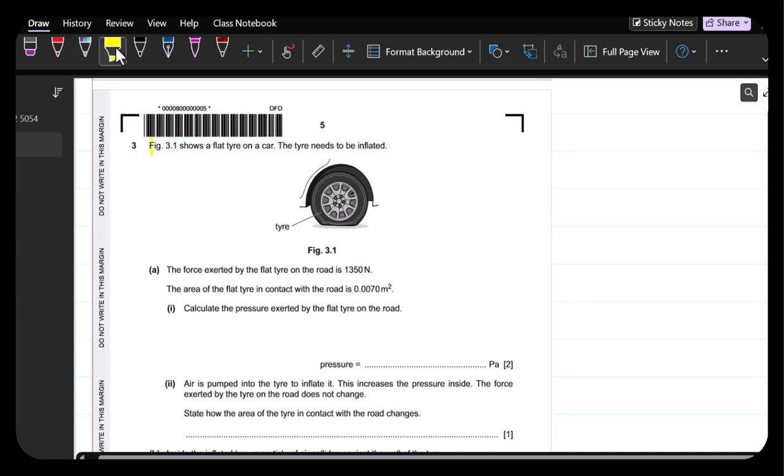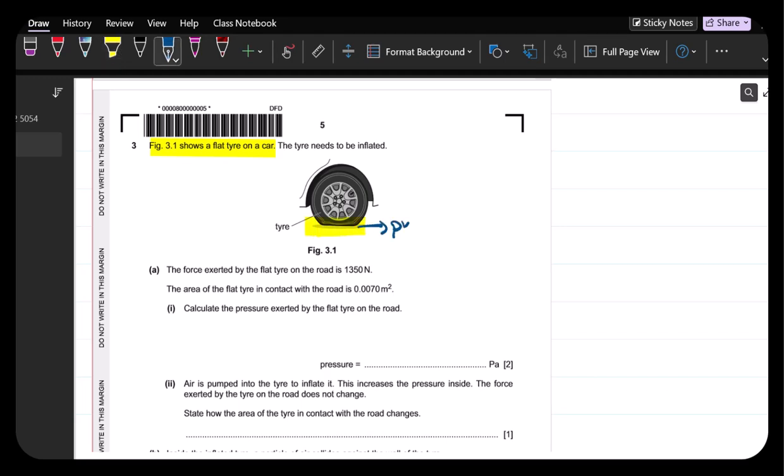Figure 3.1 shows a flat tire on a car. You can see this puncture tire. It is representing a puncture tire, this one flat tire. The tire needs to be inflated. So part A is saying the force exerted by the flat tire on the road. Here the force is given, that is 1350 Newton. The area of the flat tire which is in contact with the road is given. You have to calculate the pressure by the flat tire on the road.